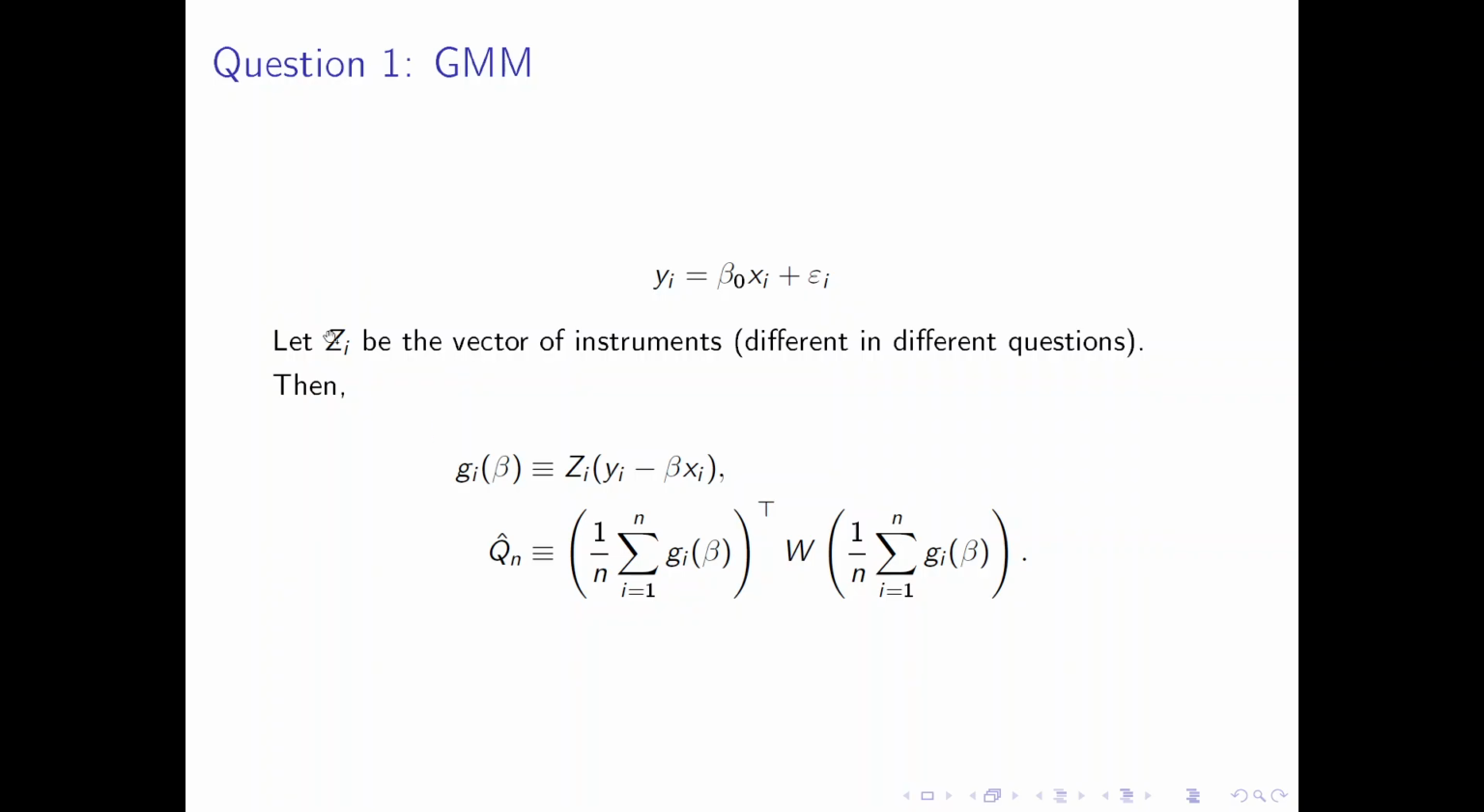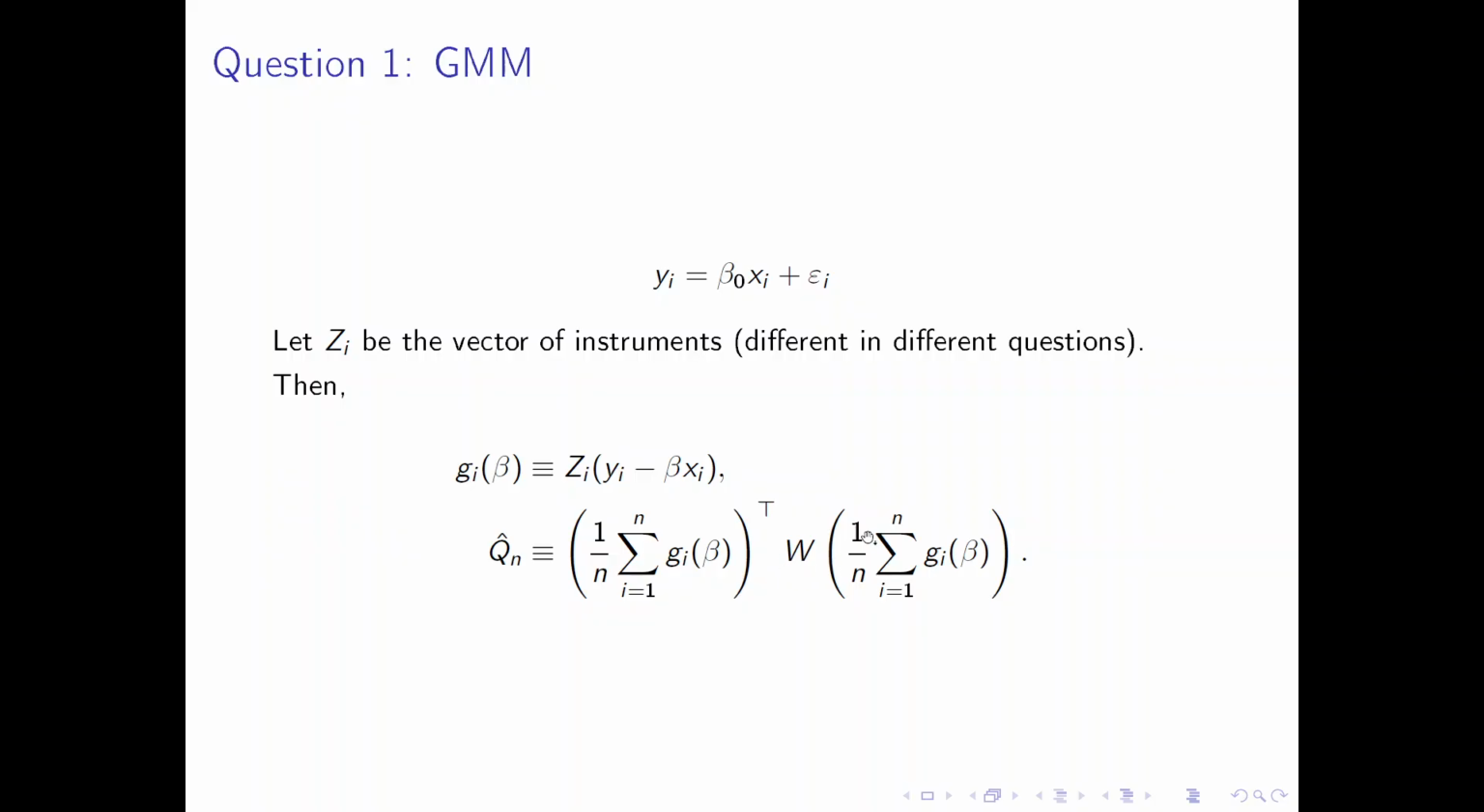So this is a general form. This does not change, so I set this equation first, but z could be different. So the moment function g_i takes this form. Nothing special, just instrument times epsilon. And Q hat of beta takes this form with a weighting matrix W. Usually you may need to use W hat.